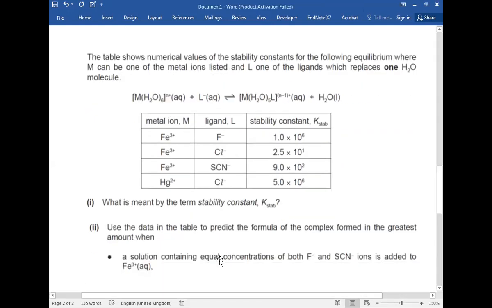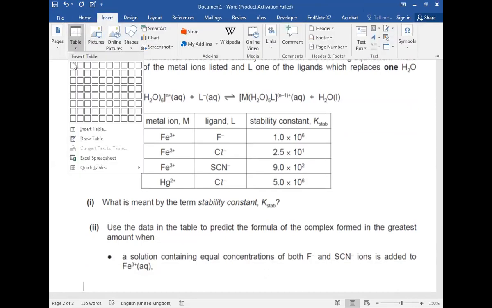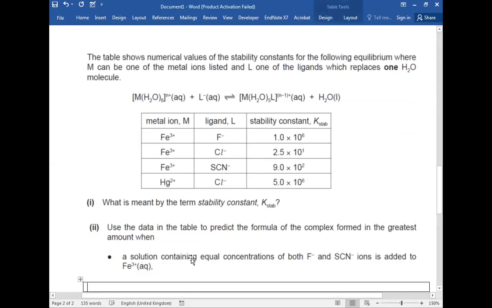Use the data in the table to predict the formula of the complex formed in the greatest amount when a solution containing equal concentrations of both fluoride ion and SCN minus is added to iron 3 plus. We need to predict the formula of the complex that will be formed.